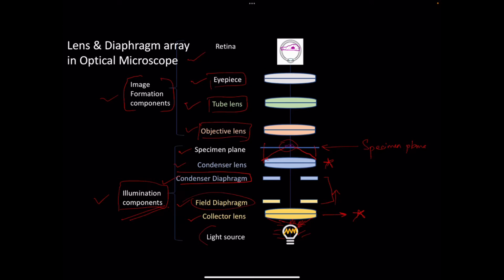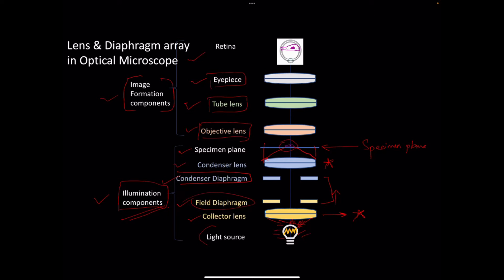Now there are two sets of components we can see here, the illuminating component and the image formation component. So our job is to align the image forming components with the illuminating components so as to get a perfectly uniform illumination on our sample, and we now know what is the importance of that kind of illumination. Now what do we mean by alignment again here?